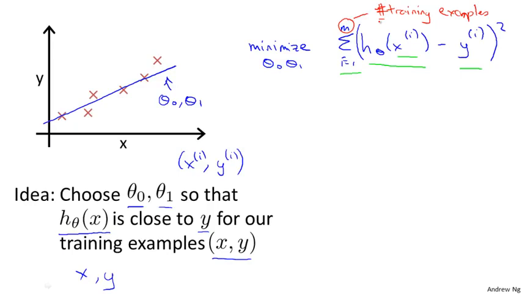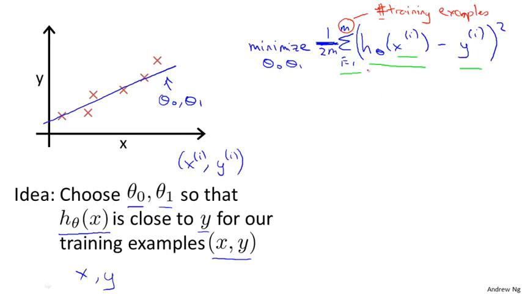And to make some of our later math a little bit easier, I'm going to actually look at 1 over m times that. So we're going to try to minimize my average error. We're going to minimize 1 over 2m. Putting the constant 1/2 in front just makes some of the math a little bit easier. So minimizing 1/2 of something should give you the same values for the parameters theta 0 and theta 1 as minimizing that function. And just to make sure this equation is clear, right?